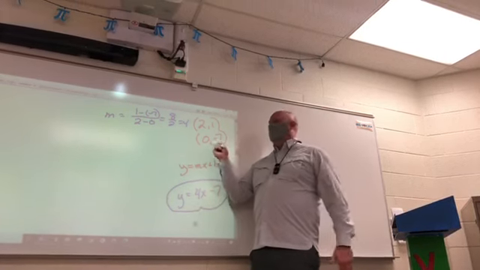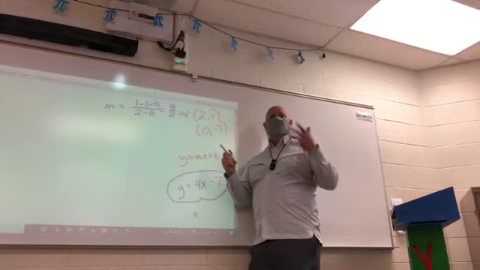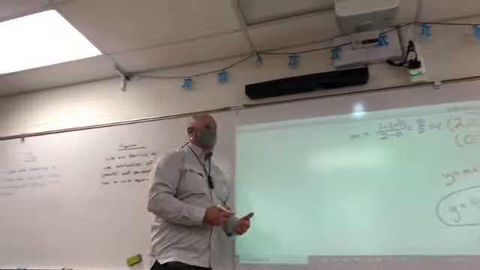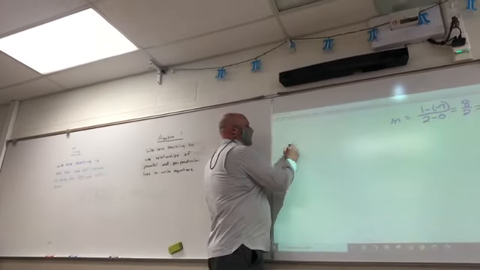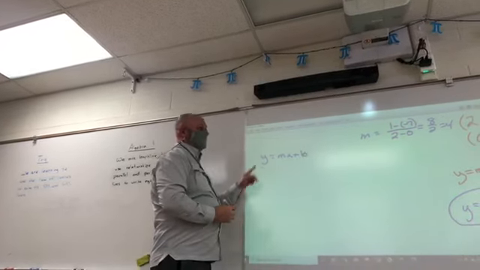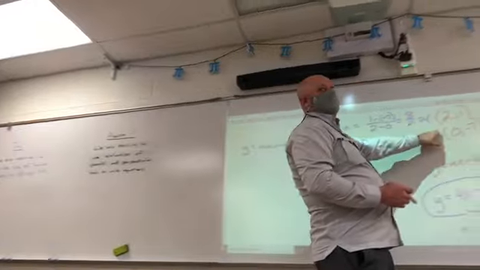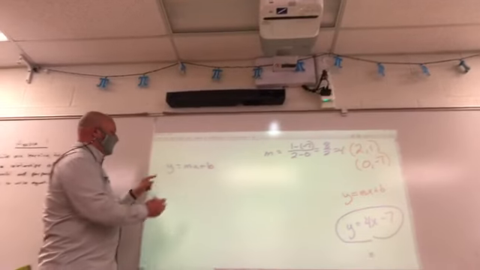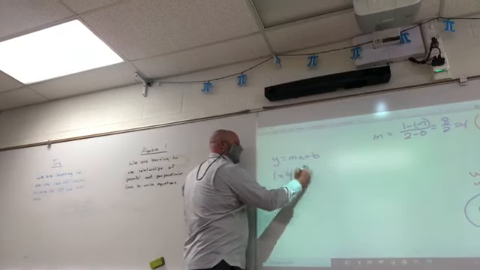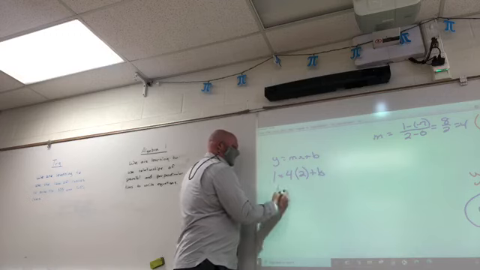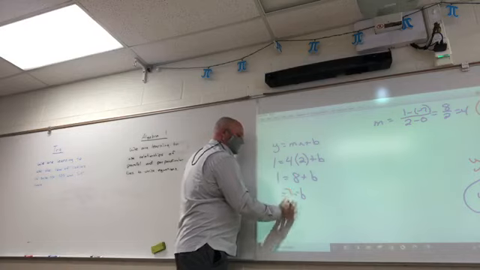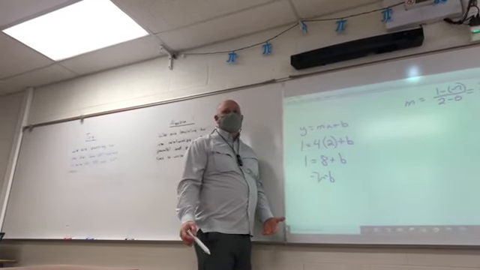If you didn't recognize that this was a y-intercept, you still could have done one of the two other methods of plugging in for x and y into y equals mx plus b, or using the point slope formula. So maybe you didn't recognize that this was a y-intercept, and you said, well, let's just plug in the 1 for the y. We know the slope is 4. We plug in the 2, right? And we go 1 equals 8 plus b, subtract the 8, and b is negative 7. So you would have got negative 7 that way.